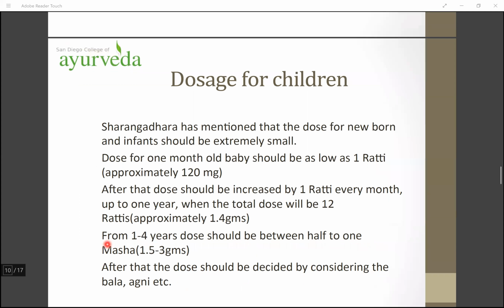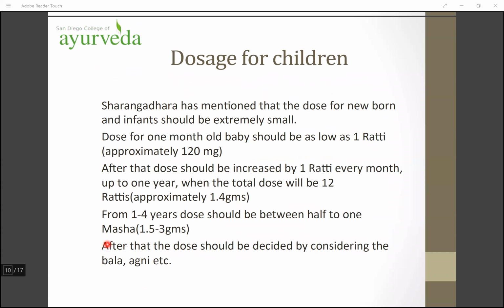Now, dosage for children, this becomes a very important thing. In Ayurveda, there's a completely different set of medicines and dosages for children, and there's a branch in Ayurveda also called pediatrics, where you study in detail how you give the medicines for a small child, and what kind of anupana you give along with it, and so on. For a newly born child, an infant, the dosage should be very, very little, right?